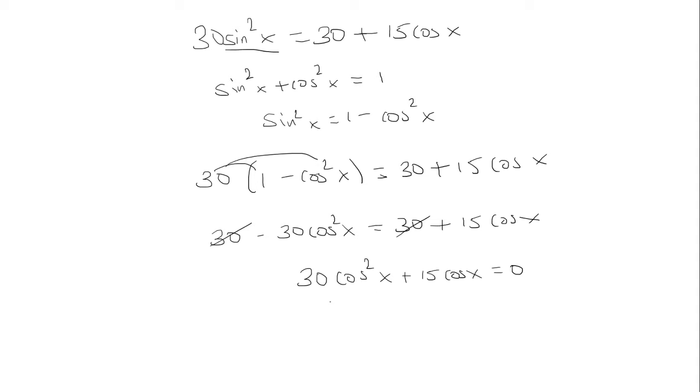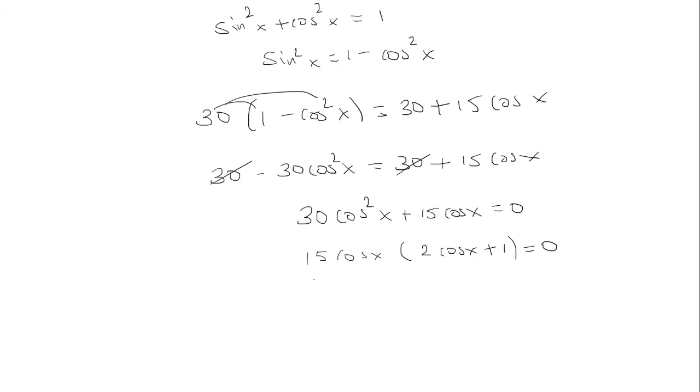Let's pull out a common factor, so they both have a factor of 15 and cosine. So we're left with 2 cosine plus 1. Okay. At this point, we want to set each factor equal to 0. I can choose to divide the 15, so I can ignore that. So really, we want cosine to be 0 and 2 cosine plus 1 to be 0.